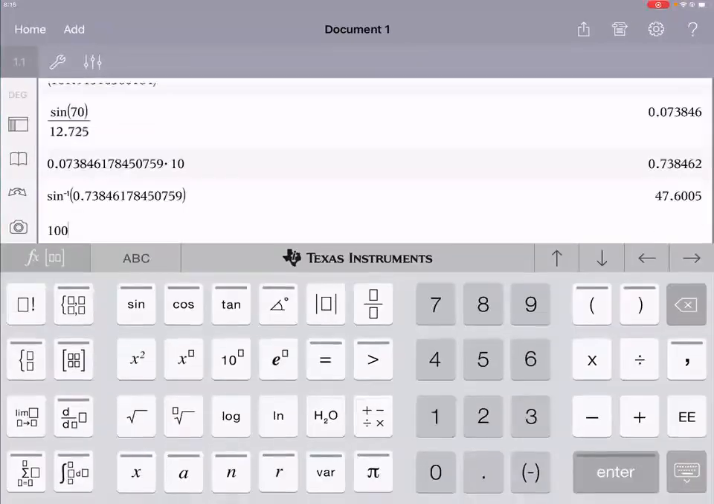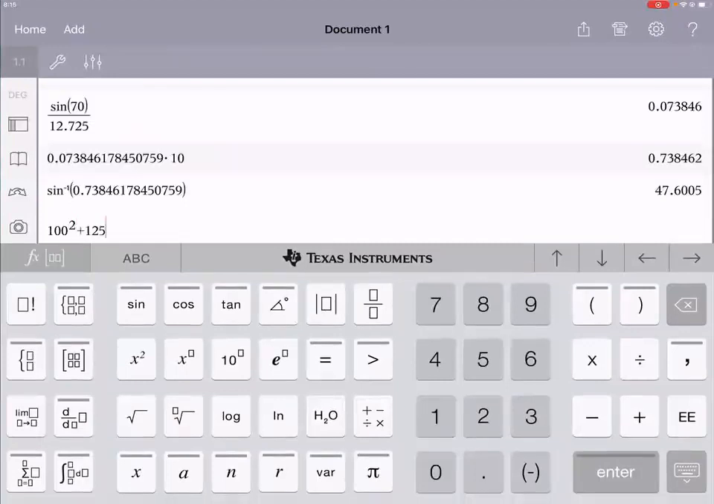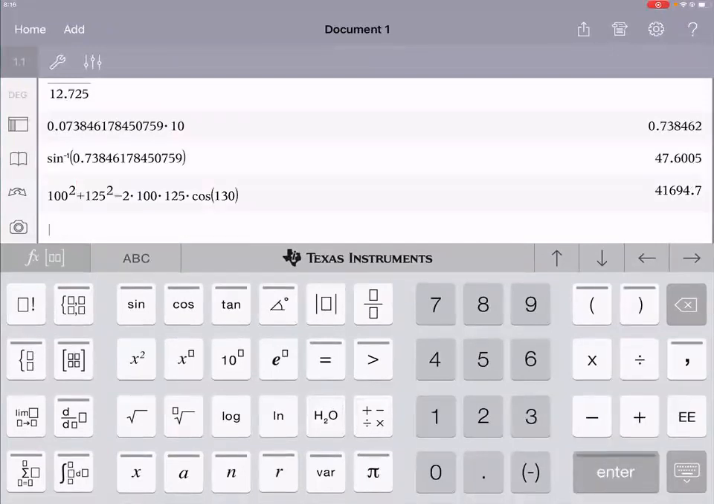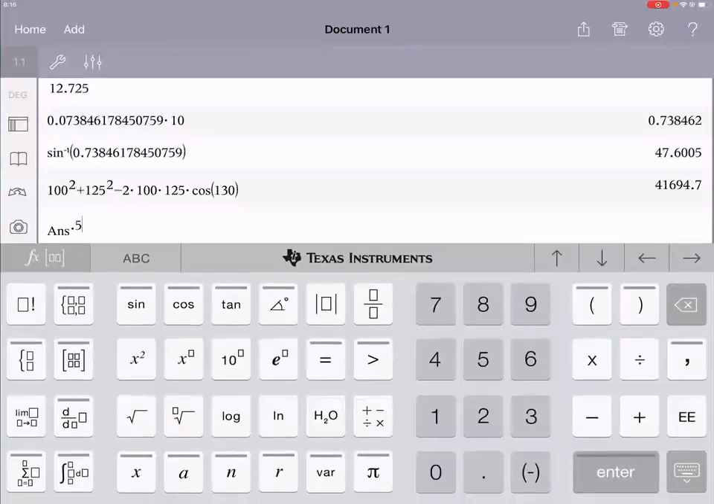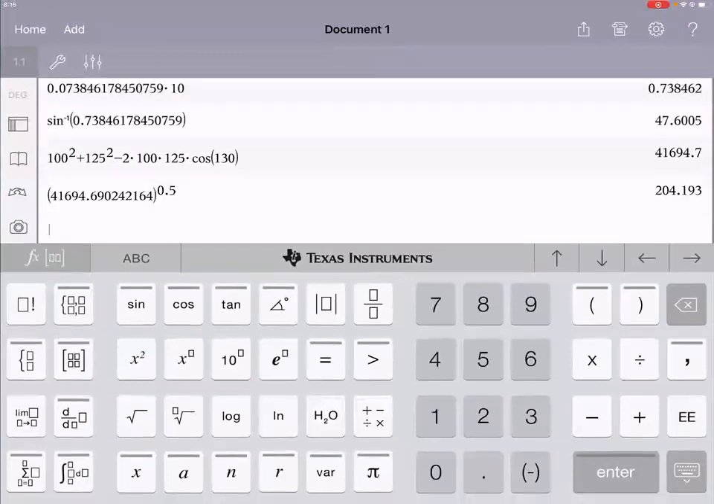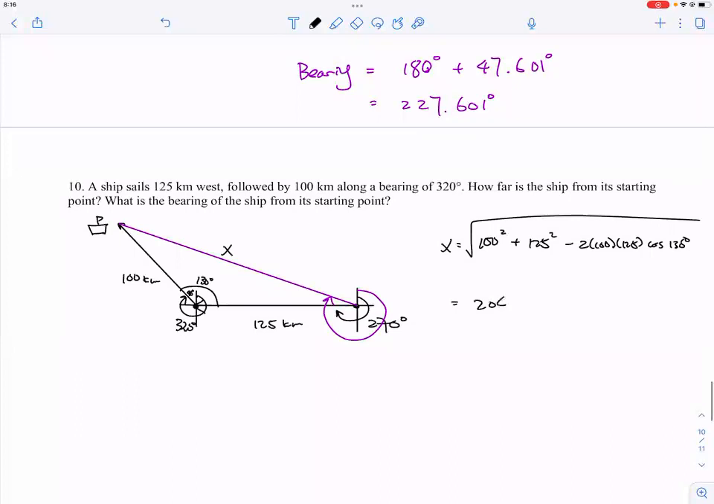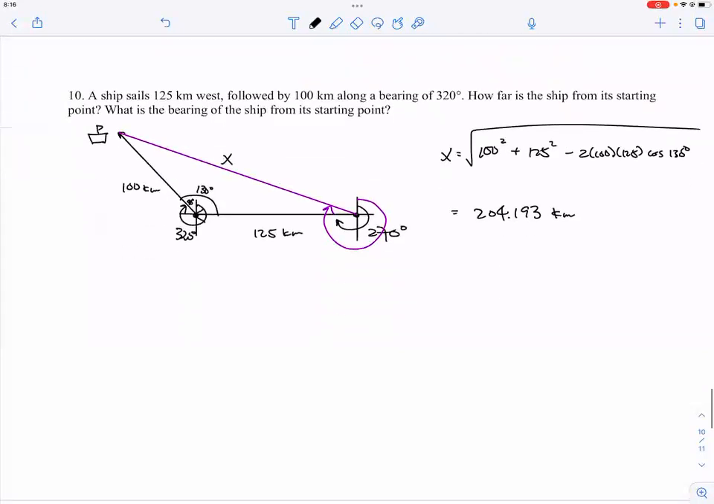100 squared plus 125 squared minus 2 times 100 times 125 times cosine of 130 degrees gives us a number, and we take the square root. That gives 204.193 kilometers away from the initial position. Nice, good.